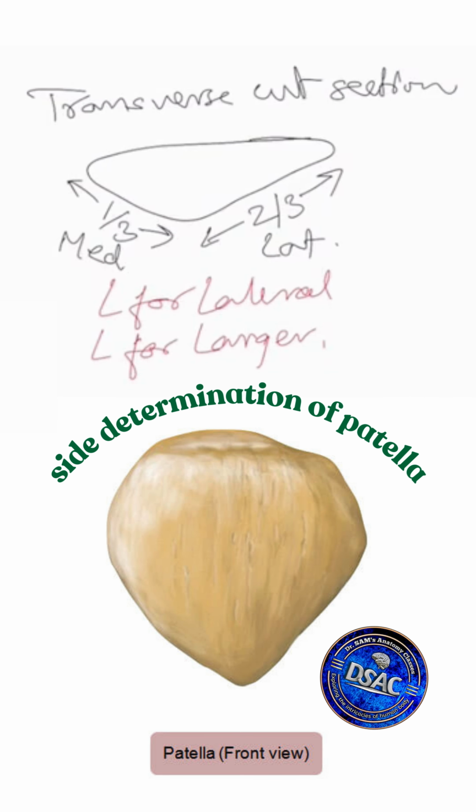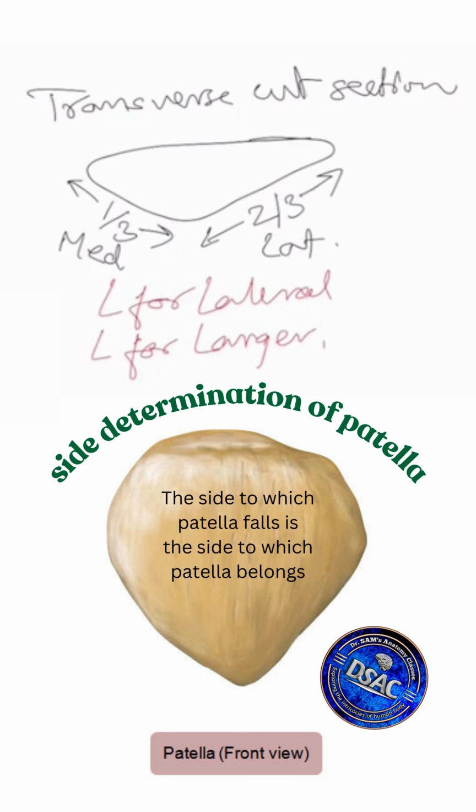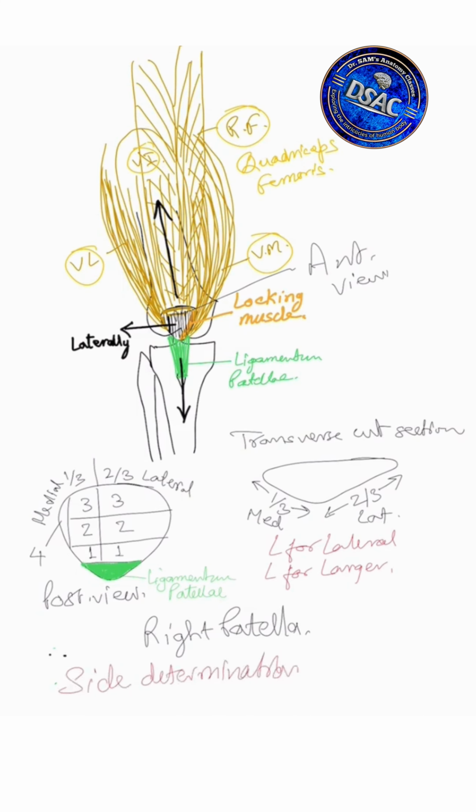You can easily confirm the side of the patella by holding it as if it is your patella in your hand, with the anterior surface placed posteriorly. The base of the patella should be above and the apex should be below. In this position, you place the patella on the table. The side to which the patella falls will be the side to which it belongs, right? That is how you can confirm the side determination of the patella. Side determination has also been covered in this topic.